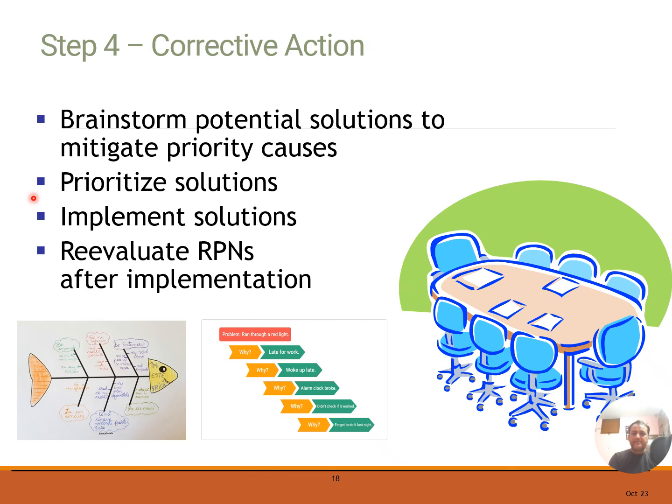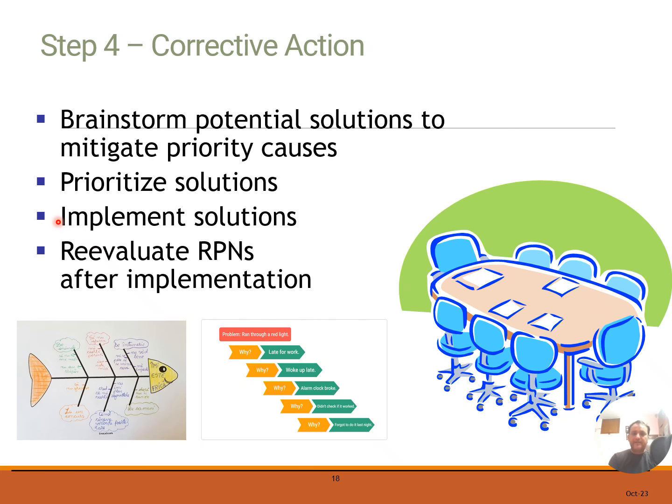With the priority set, next it is time to implement the chosen solutions. This step demands coordination, communication, and dedication of the team. Implementing solutions might involve process modifications, training programs, or even technology changes. Whatever the solution is, it must be executed diligently to ensure that it is effective and reducing the RPN.